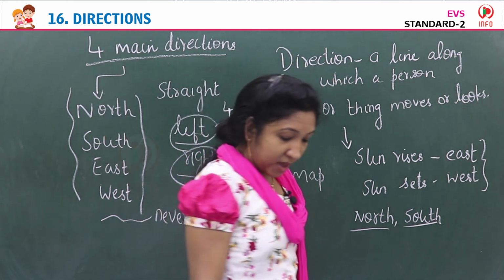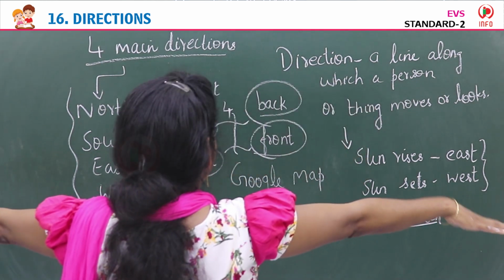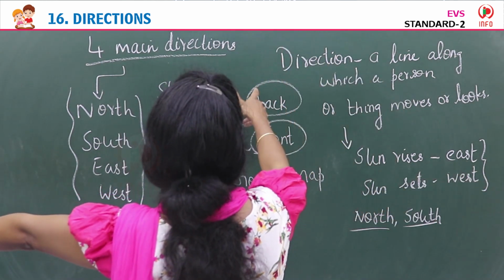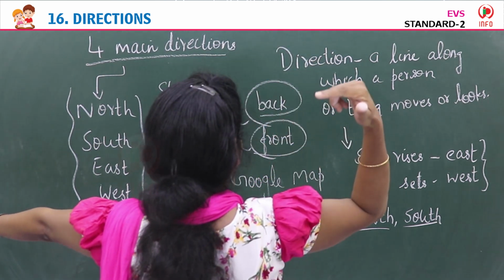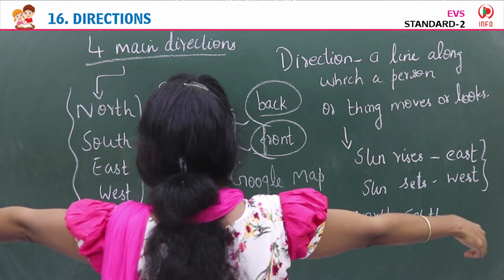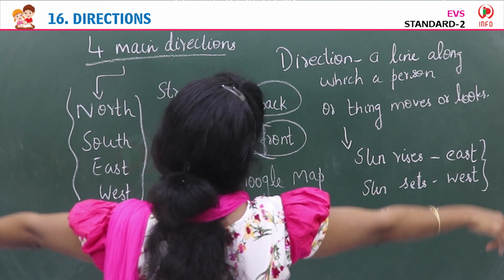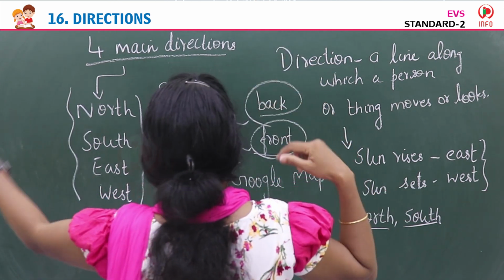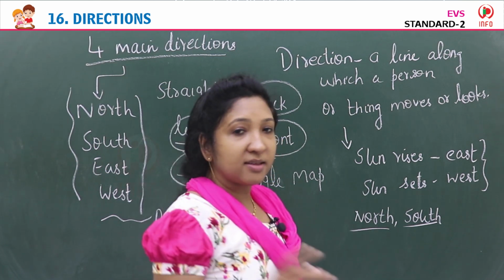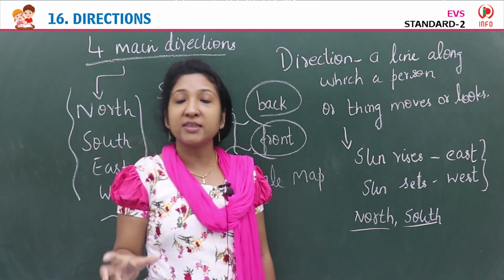So you are standing like this. Imagine the sun is here. This is the east direction, the back side is west, your left side is north and right side is south. East, west, north, south. This is the way by which you have to find the direction.